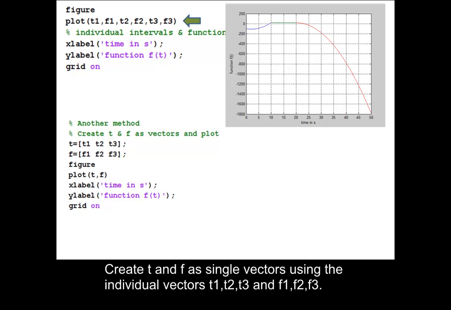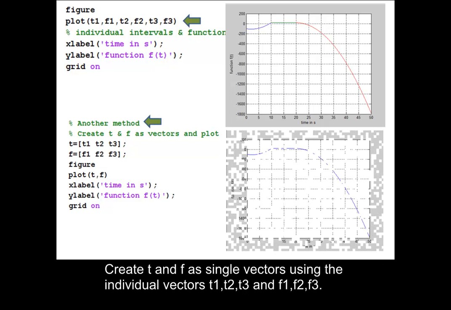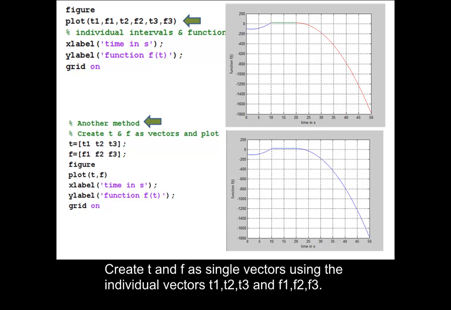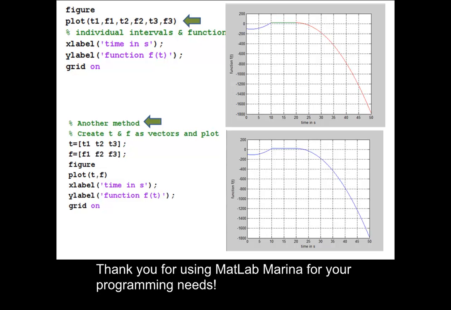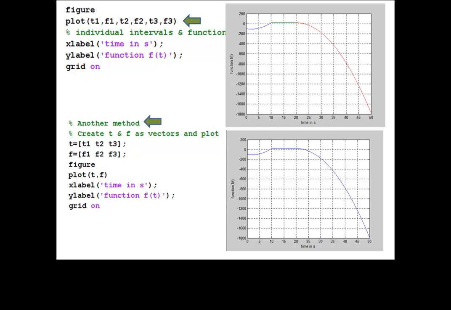Plot t1 versus f1, t2 versus f2, and t3 versus f3 as multiple sections. Create t and f as single vectors using the individual vectors t1, t2, t3 and f1, f2, f3. Plot t versus f as a single plot.